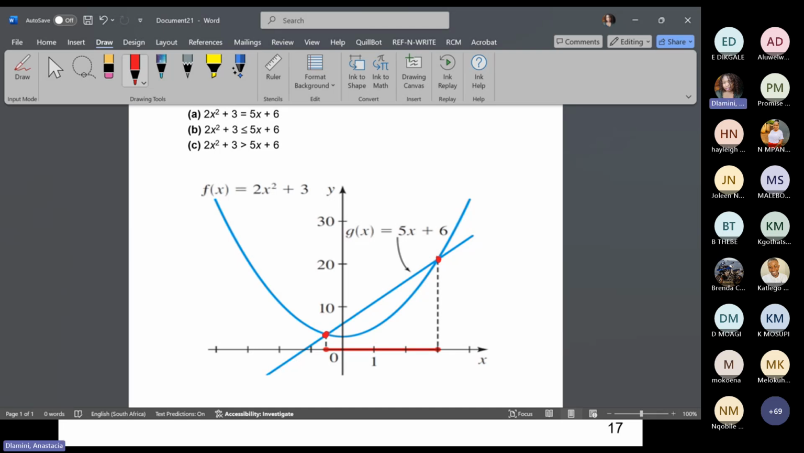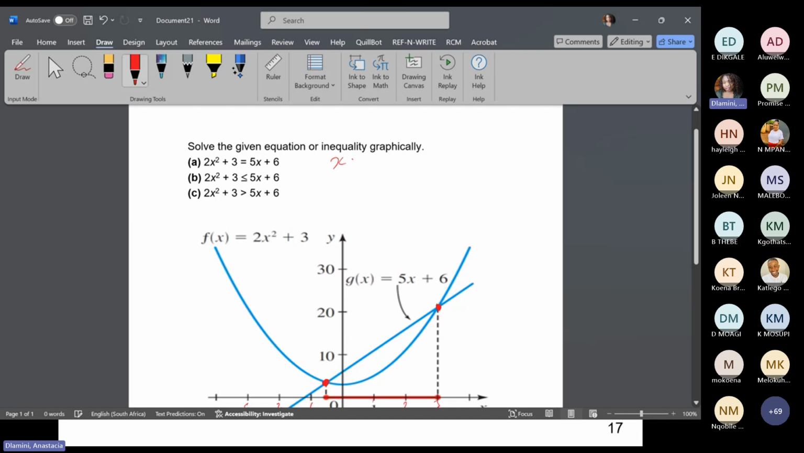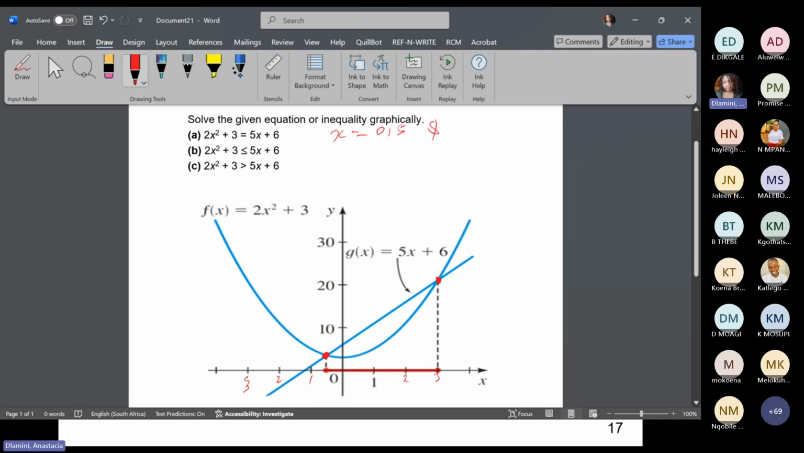So what is that point? Let's see how they are measuring it. Do you see they are measuring using 1, 2, 3? What point is this? Because it looks halfway, it looks like 0.5. So x is equals to 0.5, and sorry about that, we have chickens. And x is equals to 3. That's where they're intersecting. Are we together there, guys?